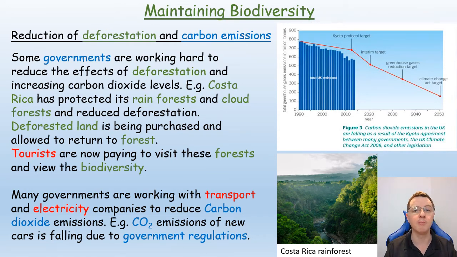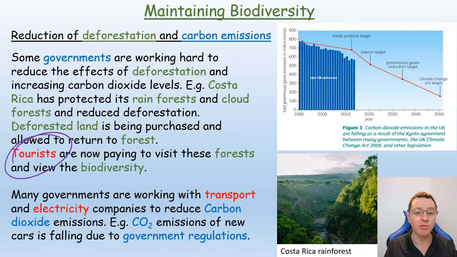Another method of maintaining biodiversity is the reduction of deforestation and reduction of carbon emissions. Some governments are working hard to reduce the effect of deforestation and the increase in carbon dioxide levels. For example, Costa Rica has protected its rainforests and cloud forests and reduced deforestation. Deforested land is being purchased and allowed to return to forests, and now tourists are paying to visit these forests and view the biodiversity. So areas of the land that were once viewed as having no economic benefit to the country or to the people are now viewed as having a high economic benefit.